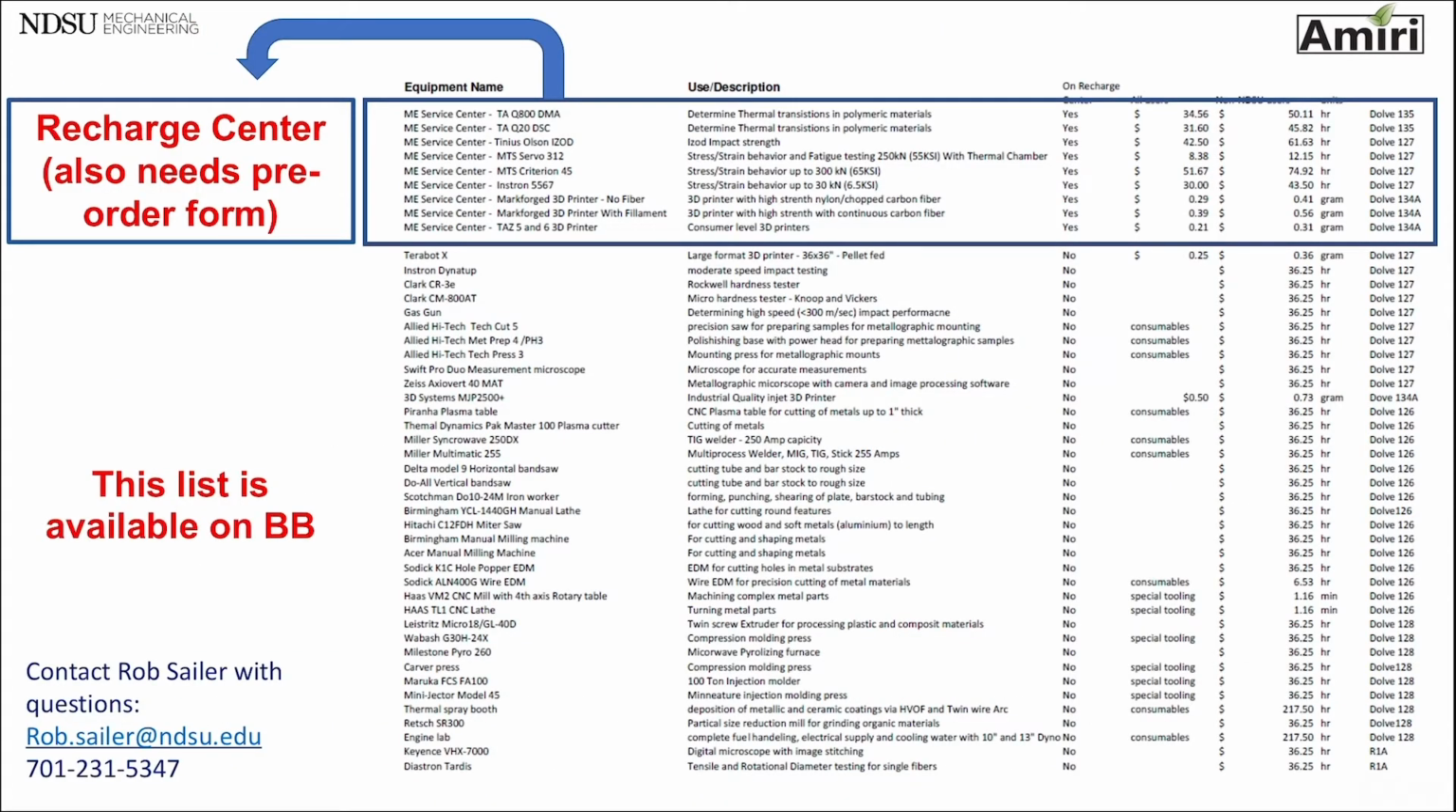Again, a repeated slide from before, list of equipment. This is too tiny to read, but this file is available on Blackboard under Senior Design Documents, so you can view it with a better resolution. The list of equipment and their charges and stuff like that. If you have any questions, you can reach out to Rob and ask him about the Recharge Center.